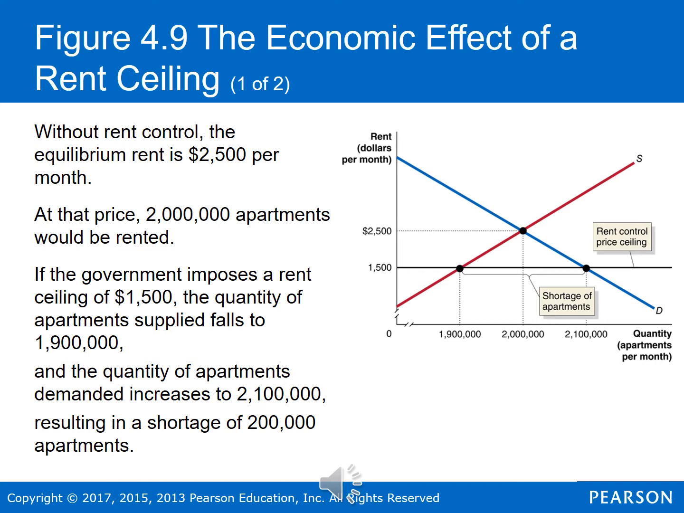So again, in the long run, this is going to decrease supply. So in the short run, we see a small reduction, a small shortage of apartments. But in the long run, this shortage will increase over time as we have rent control.